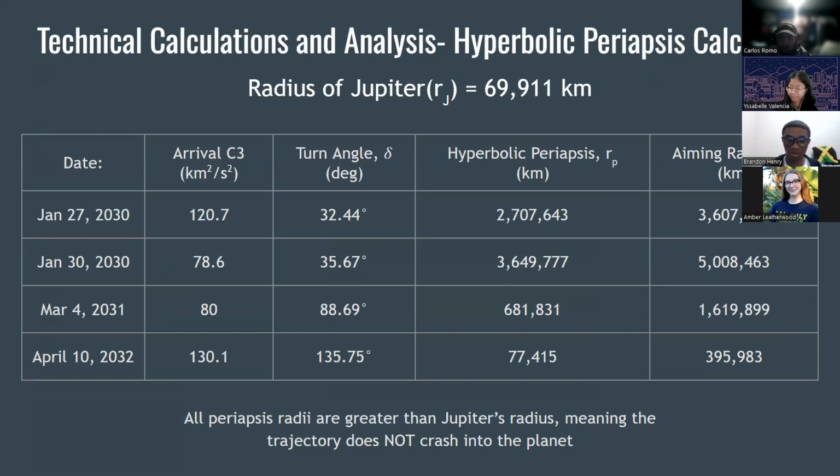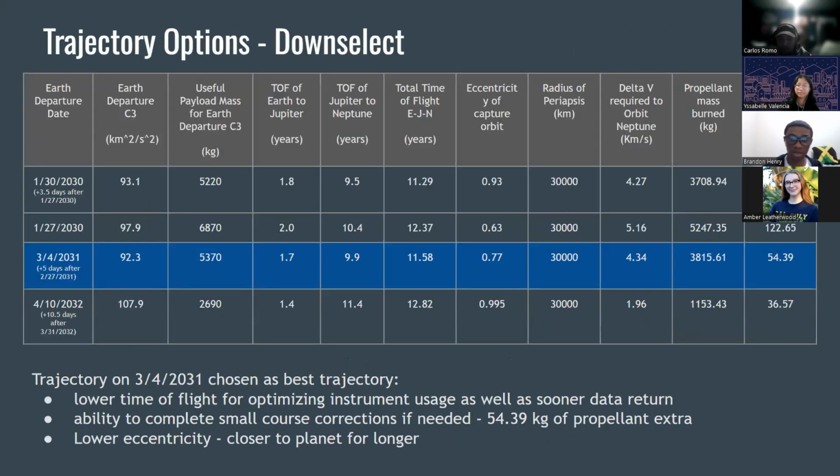Here you can see the results for the different launch dates. And here at the top, you can see the radius of Jupiter is 69,000, almost 70,000. And these launch dates we have are greatly above that, except for April 10th. But all of these mean that the spacecraft will not crash into the planet. If they did crash into the planet, we would have seen periapsis radii that were lower than the 70,000 we see up top.